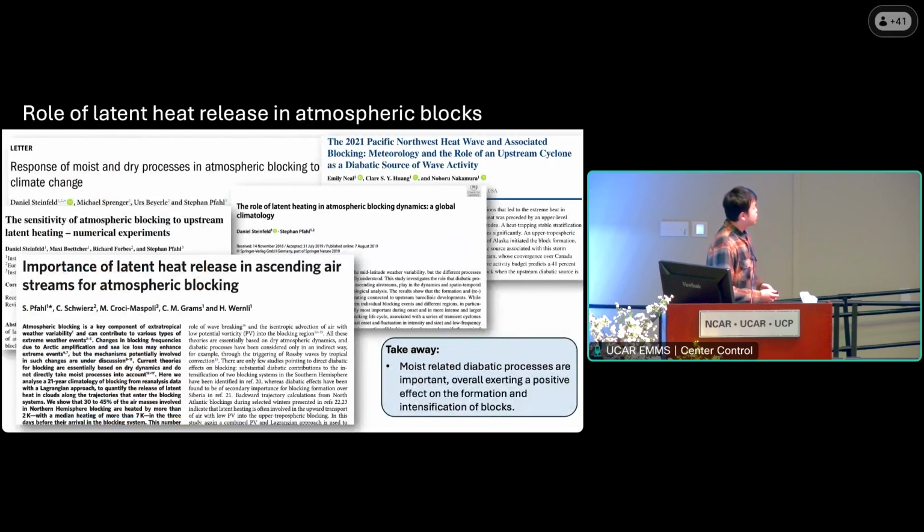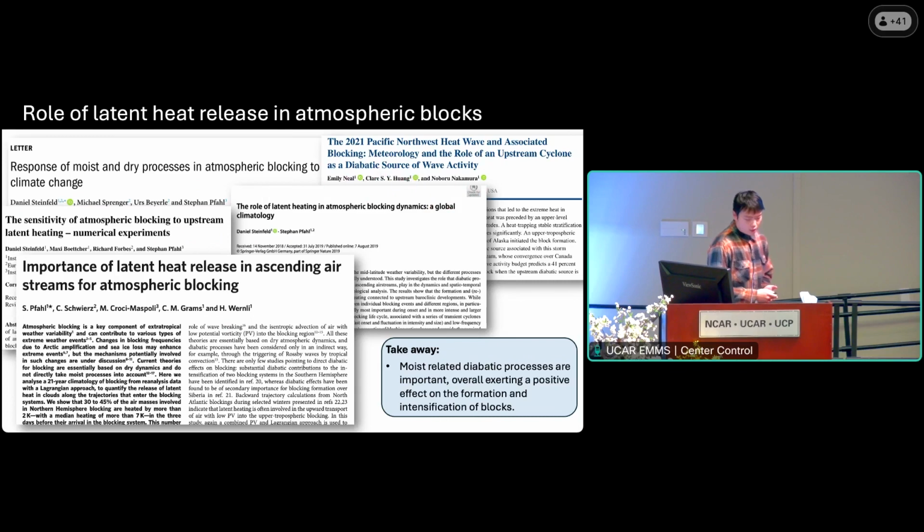I will first quickly go through a literature review about the role of diabatic heating in blocks. This has been a topic for a while, and these are all my favorite papers. These four papers on the left use the Lagrangian tracking framework. They basically track the air mass finally into the block to show that the dry process and moist process play a comparable role. And this case study about the 2021 Pacific Northwest heat wave is based on the local wave activity framework. It also suggests a strong diabatic heating source upstream of the block.